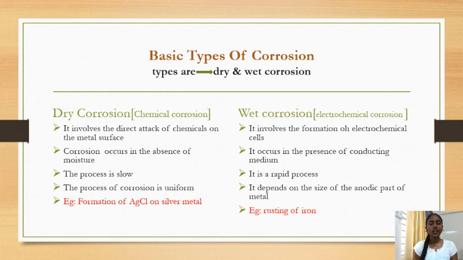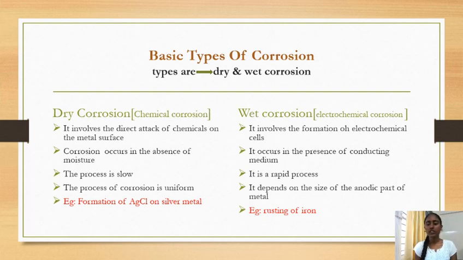The dry corrosion process is slow when compared to wet corrosion. The process of corrosion is uniform. An example is the formation of AgCl on the silver metal. Wet corrosion involves the formation of electrochemical cells. Here, it occurs in the presence of a conducting medium and it is a rapid process.